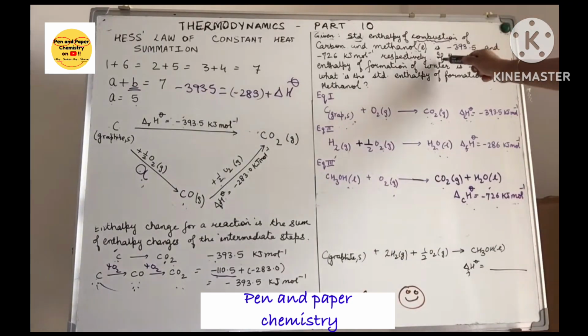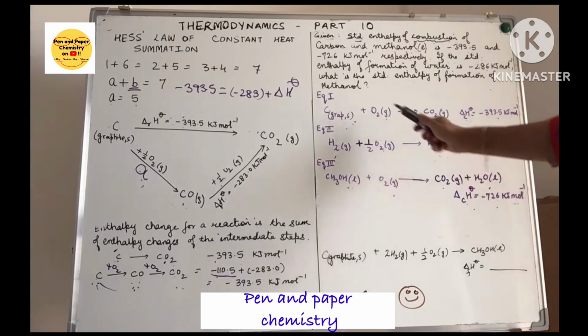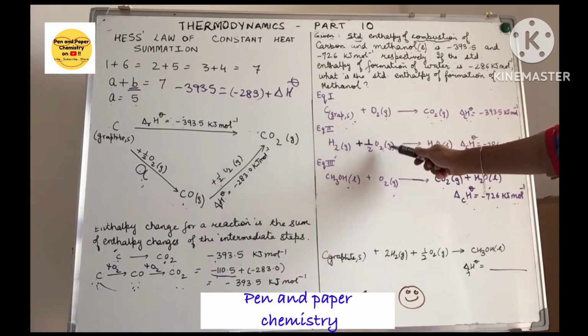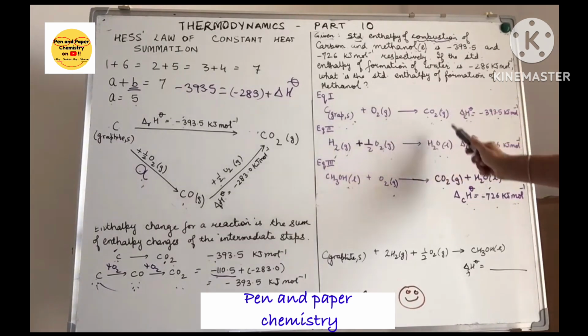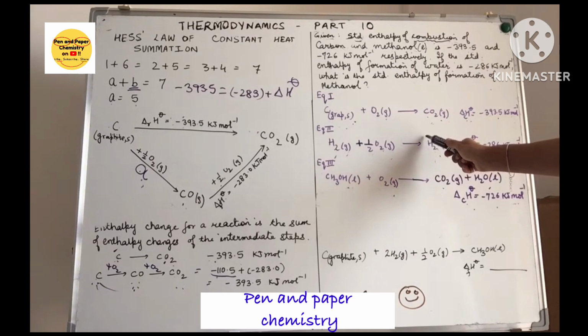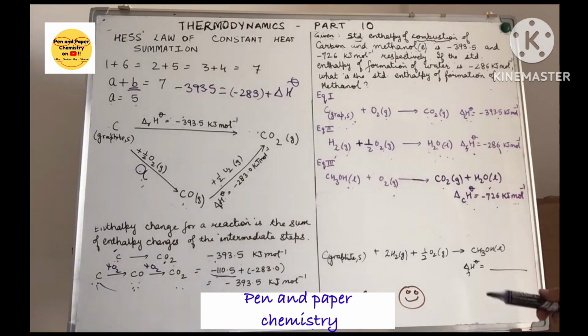Come to the next statement. The standard enthalpy of formation of water, that means when 1 mole of water is formed from its elements in their standard state. So, hydrogen gas plus oxygen gas gives us water liquid. The standard enthalpy of formation is negative 286. Now, if you notice over here, we cannot change the number of moles of water molecules because we are talking about standard enthalpy of formation of water.